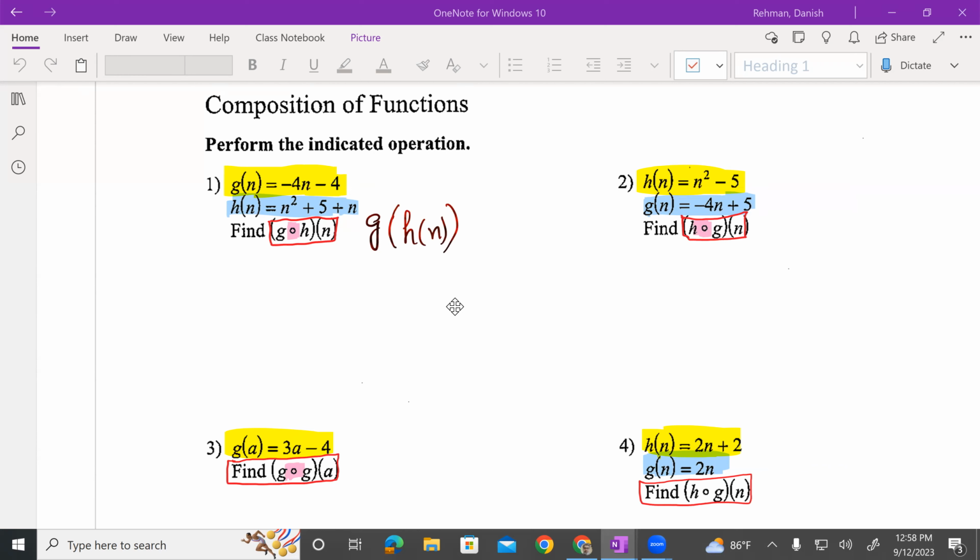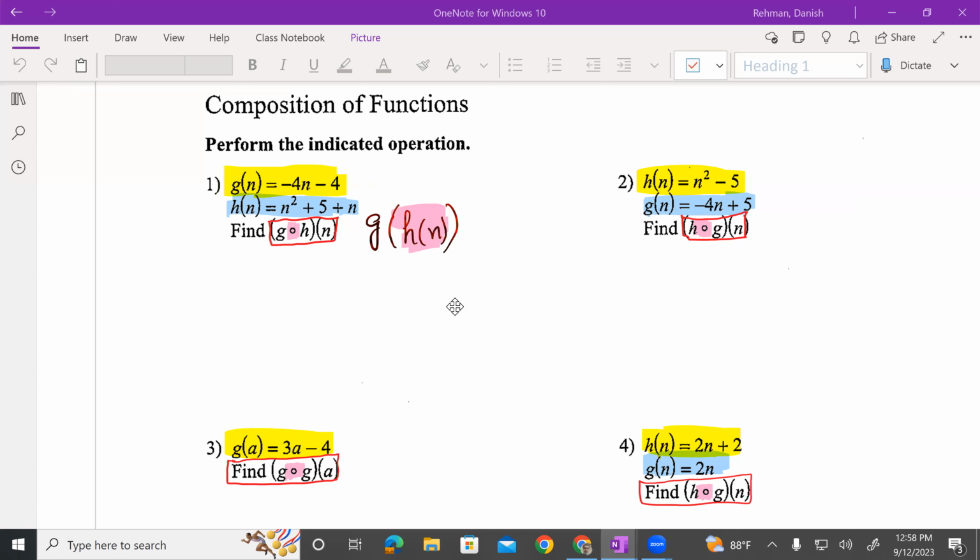In question number 2, what's before the circle? H. And what's after the circle? G. Do you see that small circle everywhere? So whatever is after that will always go inside the parentheses. Like H was after that circle, g of h. Now it's inside the parentheses. That's what I'm trying to tell you here. You see that? Whatever is after will go inside.